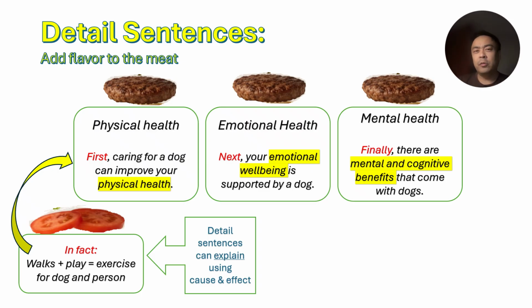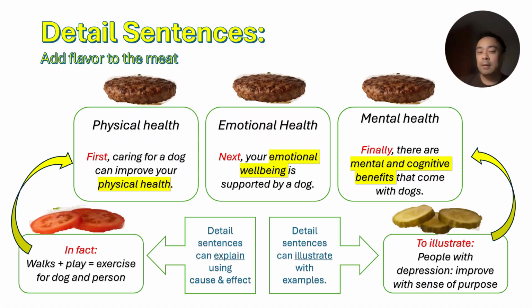You could also describe things by giving examples. For example, how does it benefit your mental health? Well, for example, there are people with depression who have improved their symptoms of depression by being given a sense of purpose, a responsibility to care for another living thing.